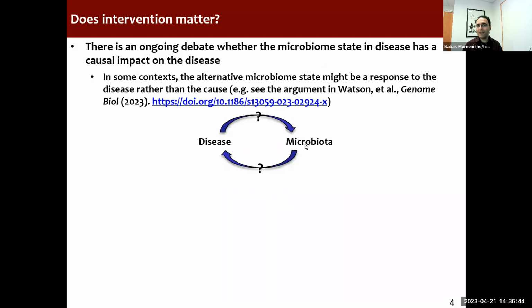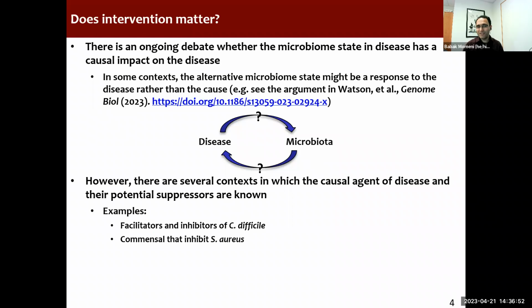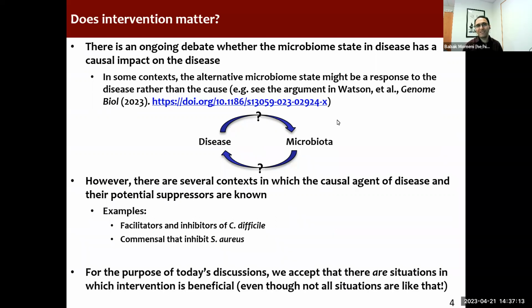So we know that disease can happen and microbiota exists, but which one is causing which may not be clear in all contexts. But there are clear examples where we know that the causal agents of disease are linked to microbiota dysbiosis, and those will be the ones that we will talk about for the rest of today. Examples are C. difficile infection or Staph aureus suppression by commensals. These are known examples; the causes have been studied. So we won't get into the debate of whether the microbiome state and restructuring it is important or not, because we assume that our focus is on cases where it will be important.